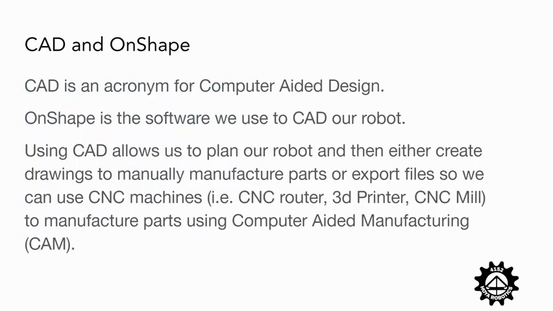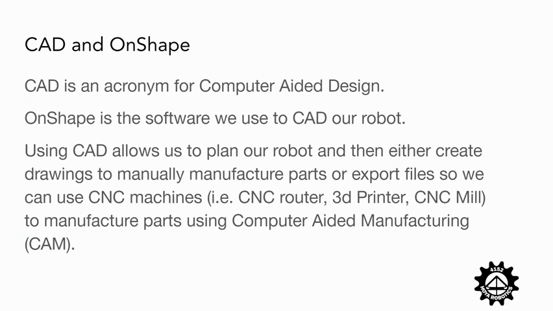So, what is CAD? CAD is an acronym. It stands for Computer Aided Design, and we use software to design our robot. The software we are using is called onShape. The goal with being able to design in CAD is that it allows you to create all your parts and put them together and make sure everything's going to fit.